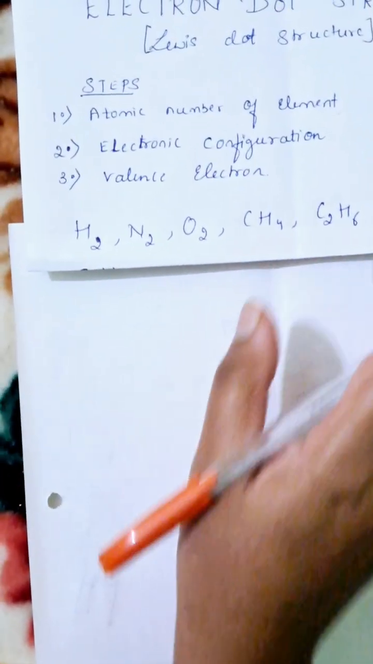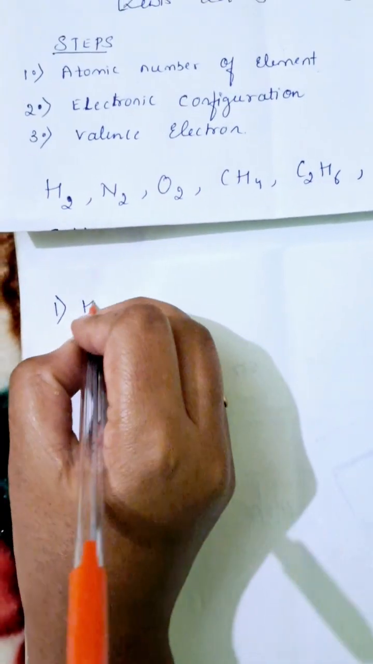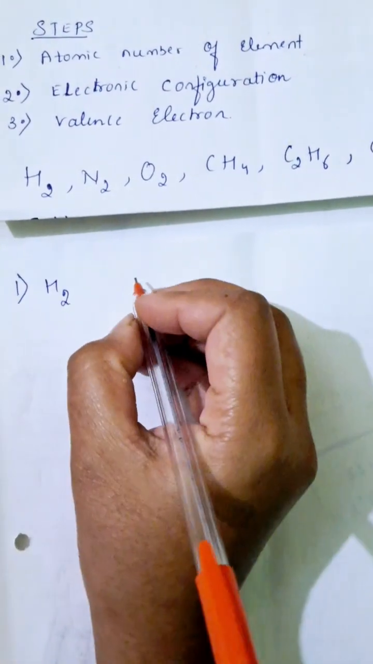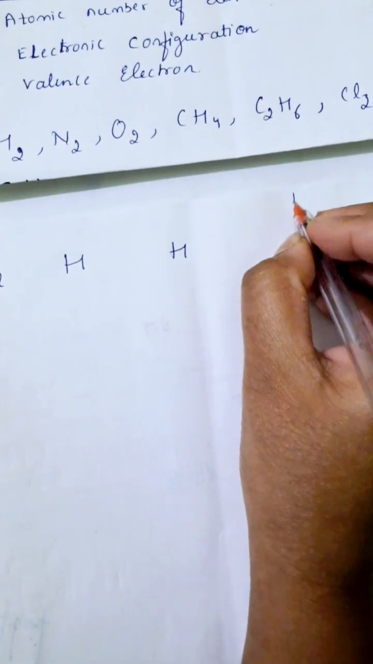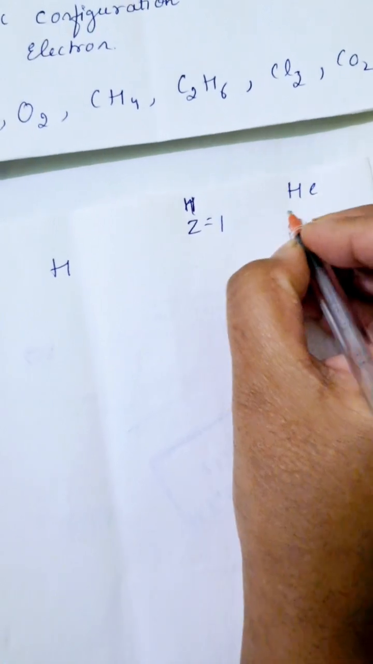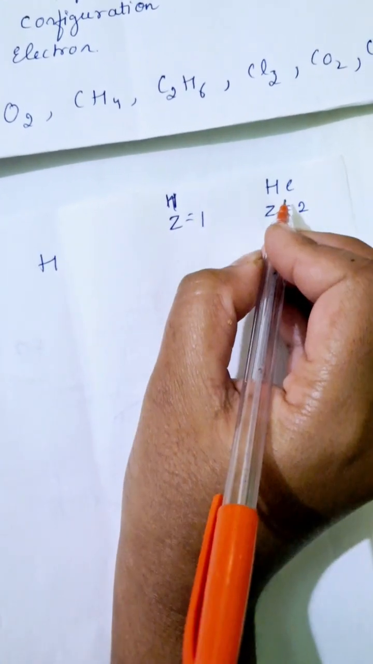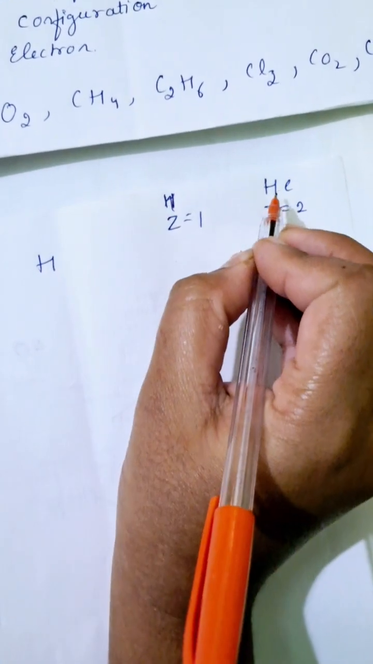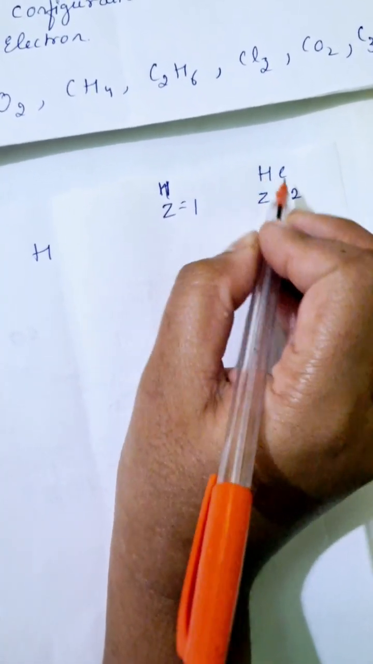Let's take the first example, the hydrogen molecule, H2. It's diatomic, so we have two hydrogen atoms. The atomic number of hydrogen is 1. Next to hydrogen we have a noble gas, helium, with atomic number 2. Therefore hydrogen follows the duplet rule, not the octet rule. Hydrogen wants to be stable like helium, so it requires just one more electron to satisfy the duplet rule.